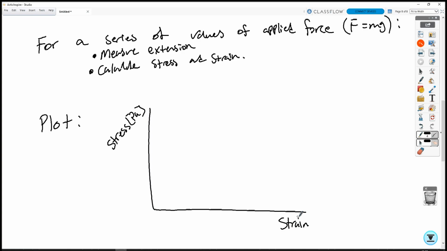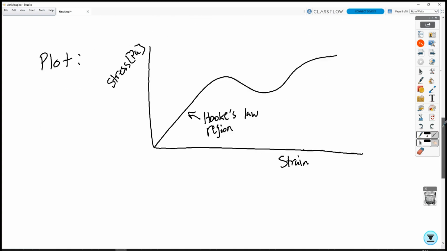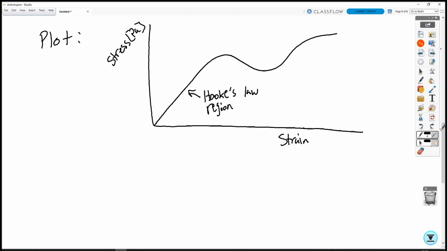And if you did this for many, many values, you'll get a straight line, which then curves, dips, goes back up, and looks something like that. That initial straight line is called the Hooke's law region. So in that region, it obeyed Hooke's law. The gradient of the Hooke's law region will give you the Young's modulus.